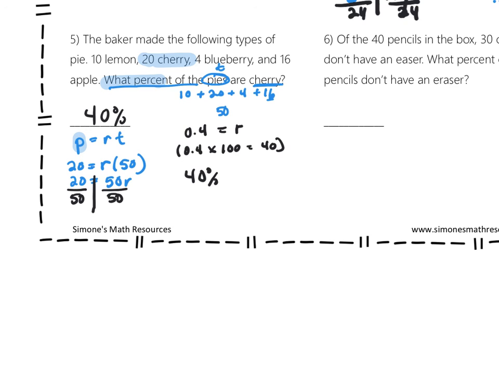So our lesson for today is going to ask you to find the part or the percent or the total, and it is going to have one of these type of problems in it. So I wanted you to be prepared. Thanks again for writing me and asking questions. That's awesome.